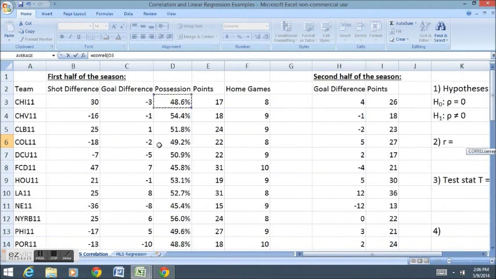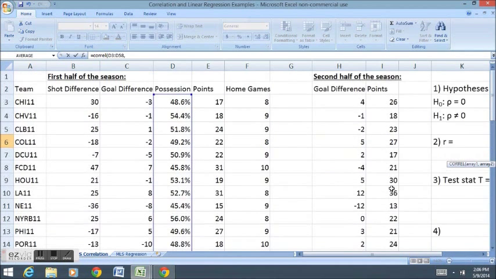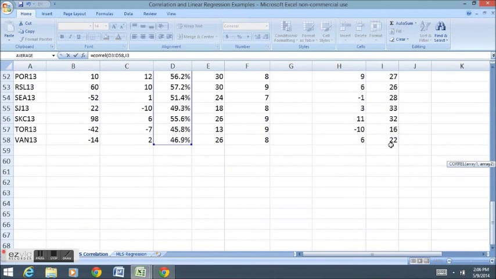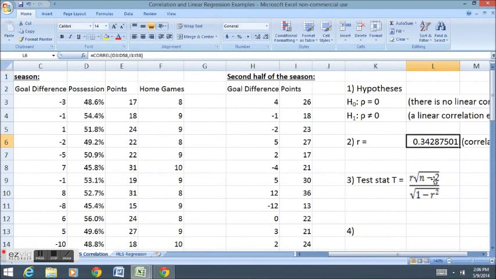I select all of the possessions from the first half, comma, all of the points from the second half. I end my parentheses, and let's look at that correlation. It's even worse. It's probably statistically significant.